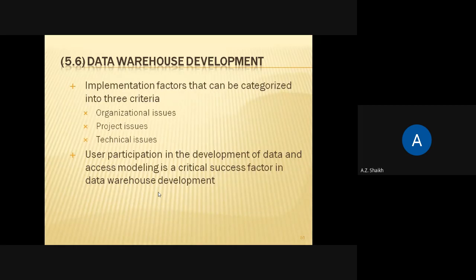Then the implementation factors can be categorized into three criteria. Whenever you are implementing this, it is categorized into three different categories, that is organizational issues, project issues, and technical issues. Now, user participation in the development of data and access modeling is a critical success factor in data warehouse development. Here you are observing that user participation in the development of the data and access modeling is a critical success factor.